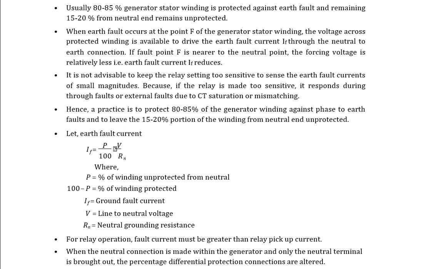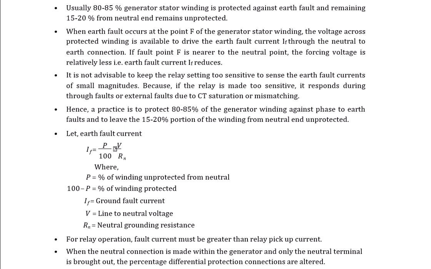Let the earth fault current IF equal P by 100 into V by Rn, where P is the percentage of winding unprotected, and 100 minus P is the percentage of winding protected. IF is the ground fault current, V is the line to ground neutral voltage, and Rn is the neutral grounding resistor. For relay operation, the fault current must be greater than the relay pickup current.